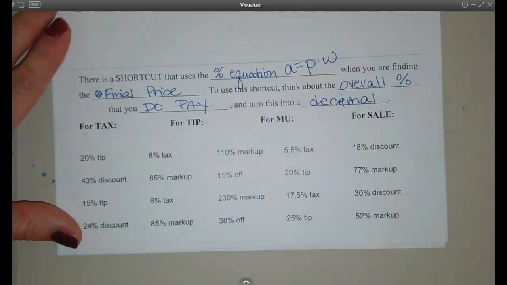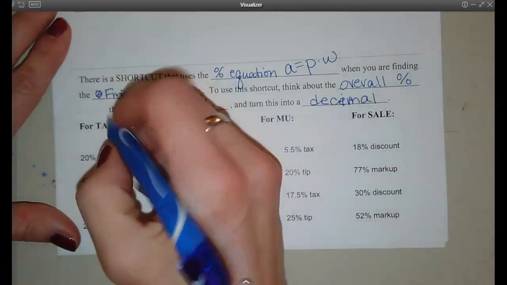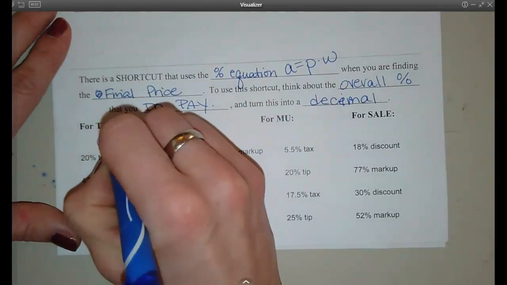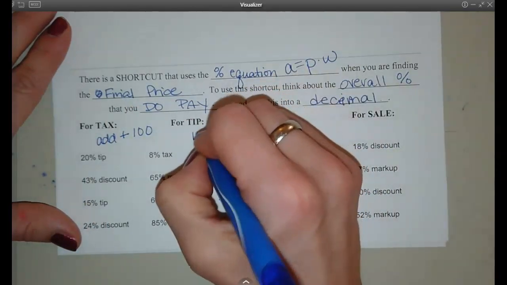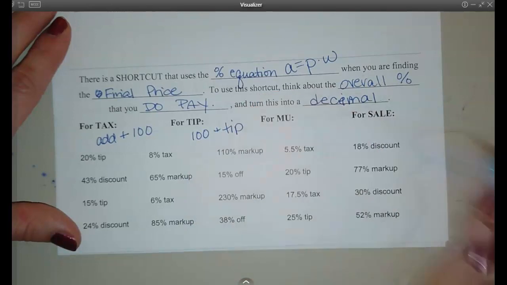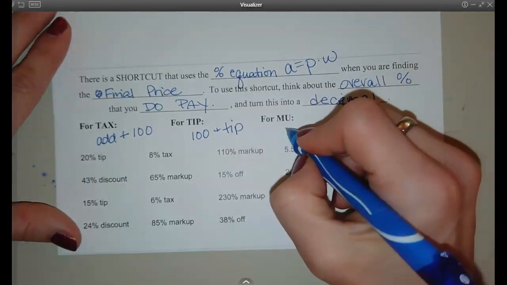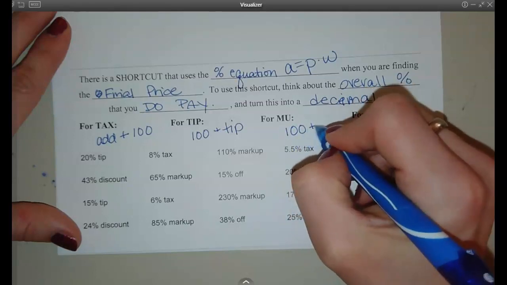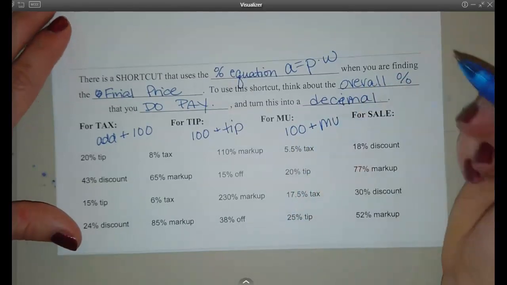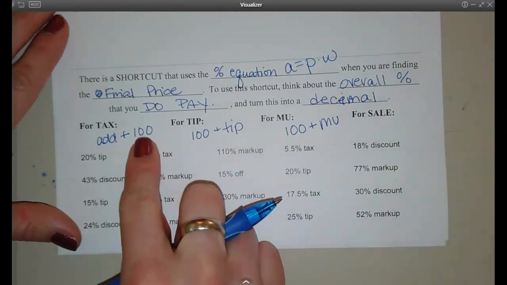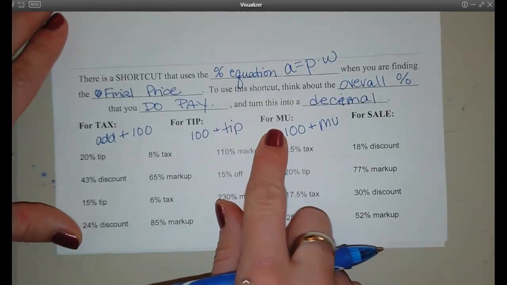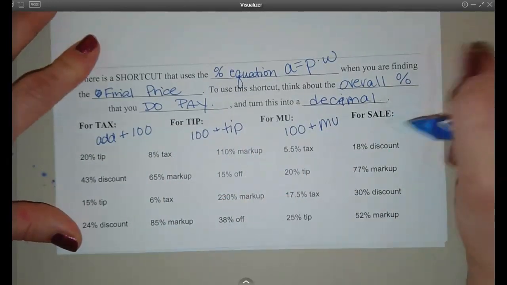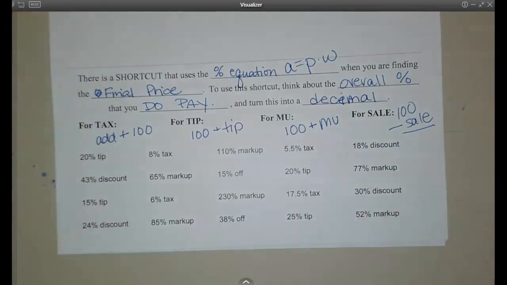Okay, so let's think about it. Taxes. When you're paying taxes, that gets added on to 100. Same thing with tip. It's going to be 100 plus the tip. And for markup, it's going to be the full price, your total bill or whatever, 100% of that plus whatever the markup amount is. So we're adding on to 100, adding on to 100, adding on to 100 for tax, tip, and markup. For sales, you're taking that off of 100. You're taking it away from 100%.